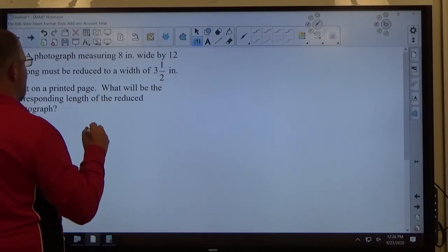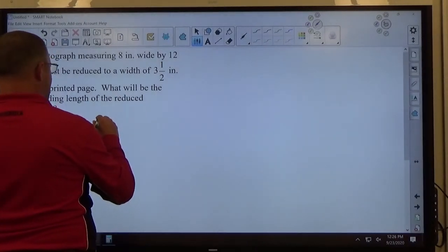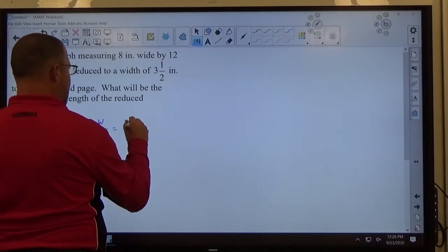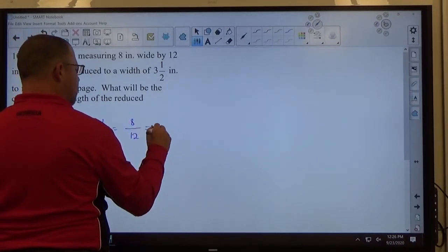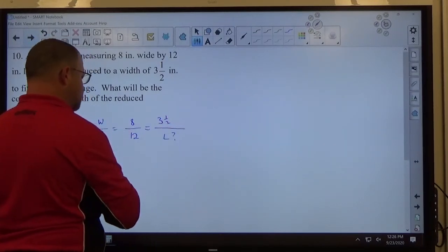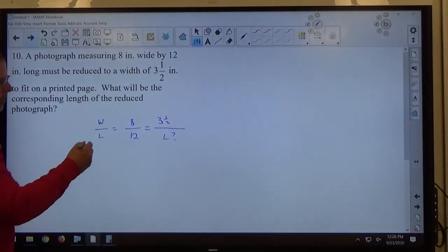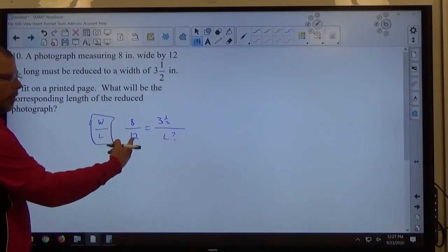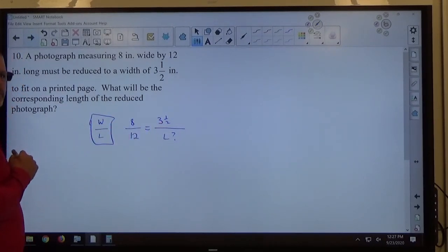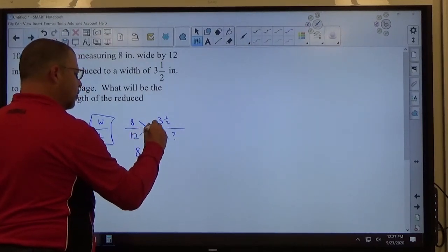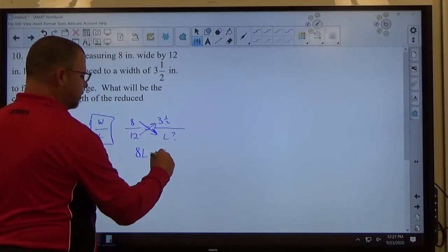So I've got length and width, right? So width is 8 and length is 12. So the original is 8 inches over 12 inches. The new width is 3.5 inches, and the new length is what we don't know. So again, I'm creating a proportion here by structure of things. So I put width over length. So the original over the original equals the new over the new. If I cross multiply, I'm going to get 8 times L, I don't know the length yet, equals 12 times 3.5. That'd be 42.